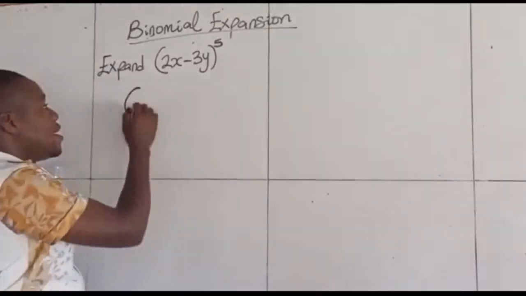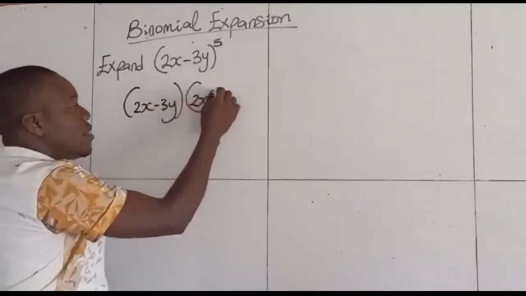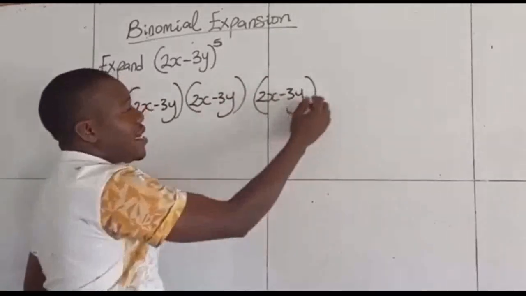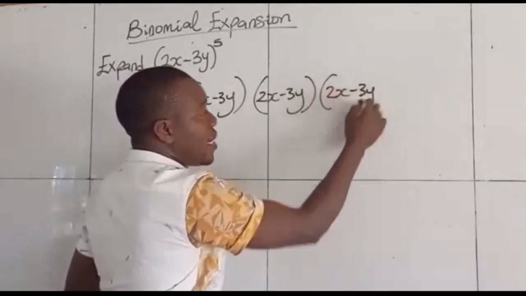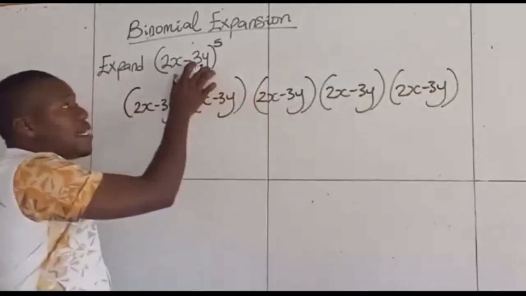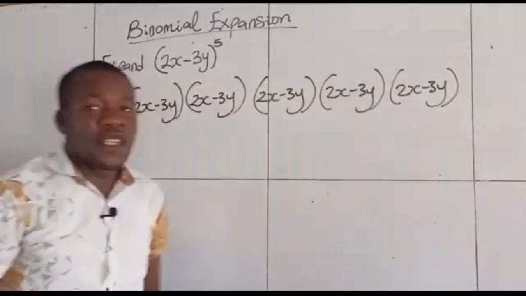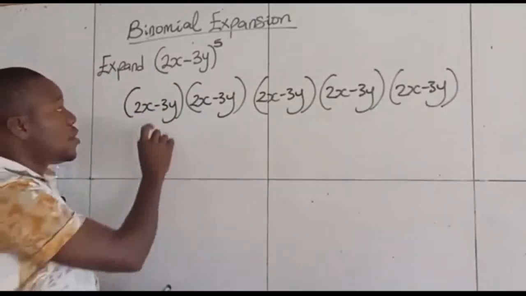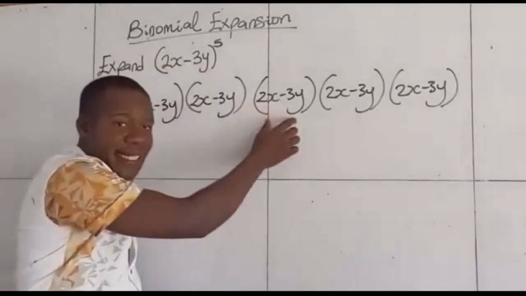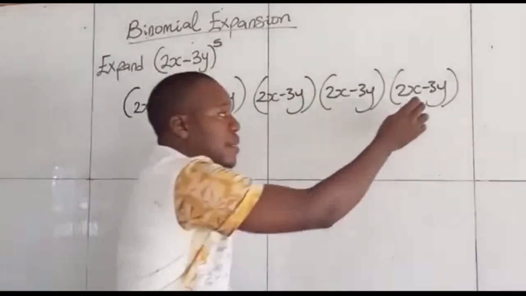So this means 2x minus 3y multiplied by itself, 2x minus 3y, again 2x minus 3y, again 2x minus 3y, and finally 2x minus 3y. So this term will multiply itself in 5 places: 1, 2, 3, 4, 5. So we are going to multiply this and this, and then the result will multiply to this, and then the result will multiply to this, and finally, the result will multiply to this.